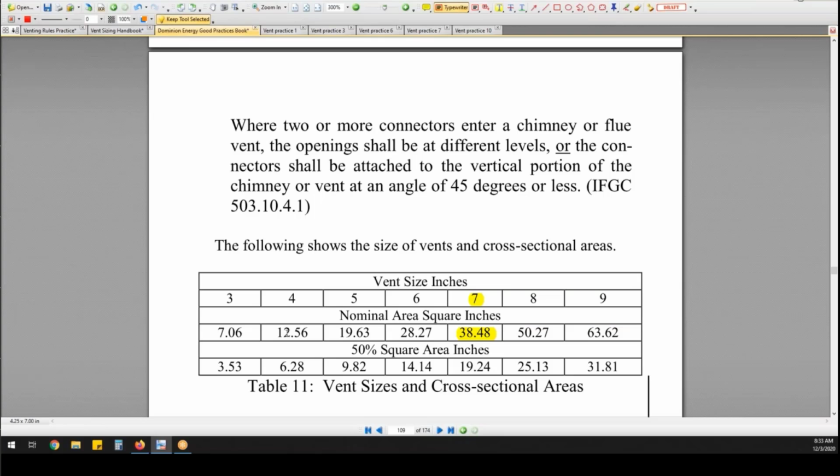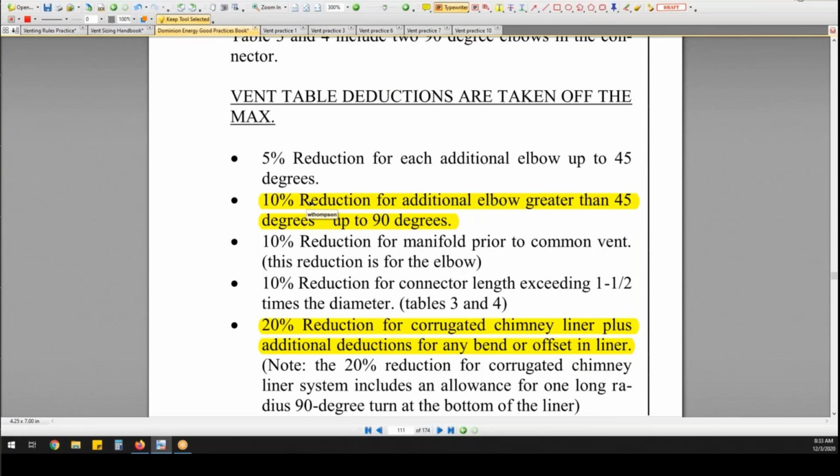Okay, 25. What'd you come up with on that one? The question was, when designing a gas venting system and you need to install 4 90-degree elbows, you must reduce the venting system capacity by how much? 10% reduction for additional elbows greater than 45 degrees up to 90 degrees. So when you start adding elbows in, when we get into the sizing tables, this will start to make more sense. Elbows are restrictions to flow in there.